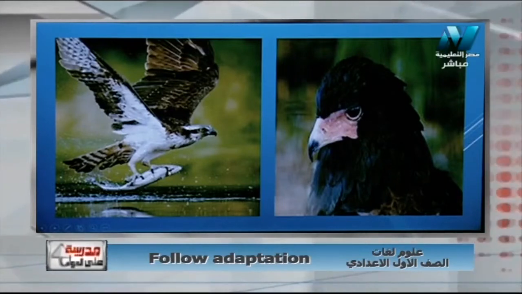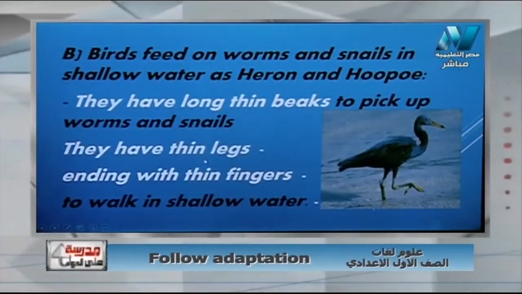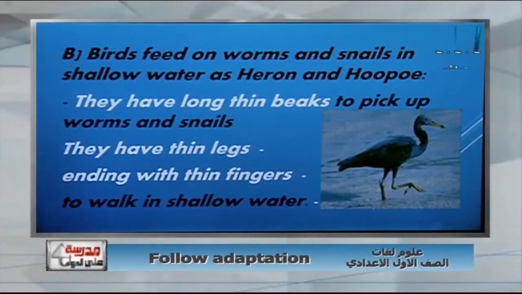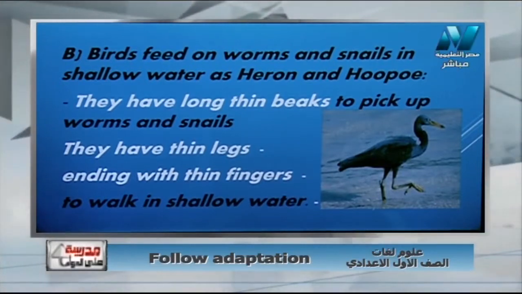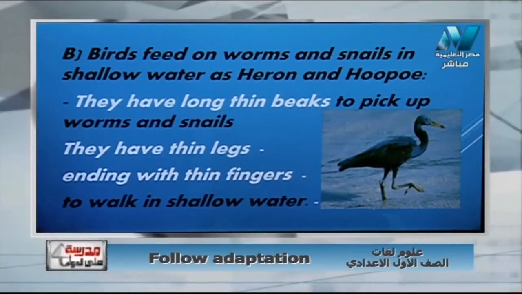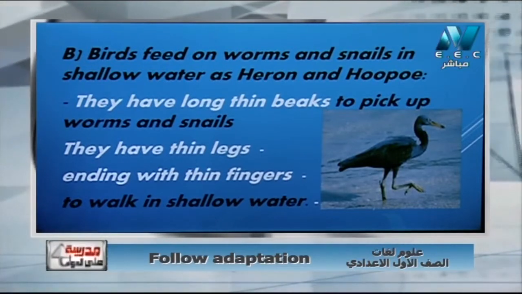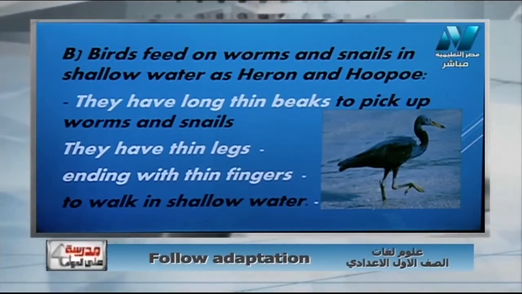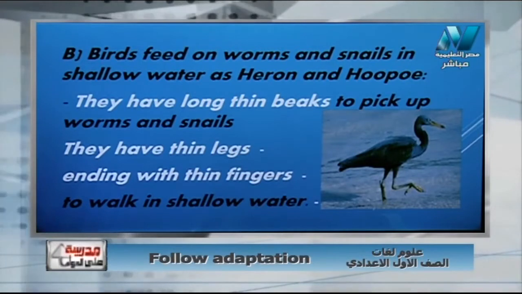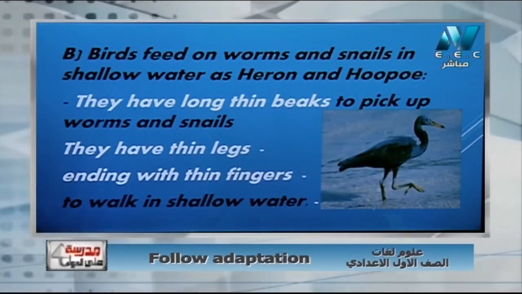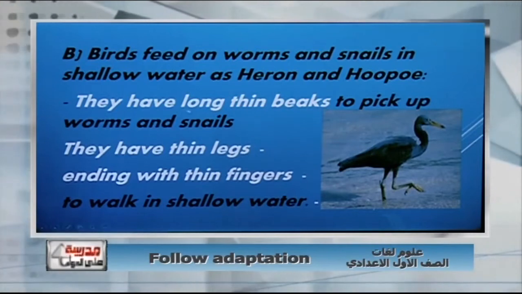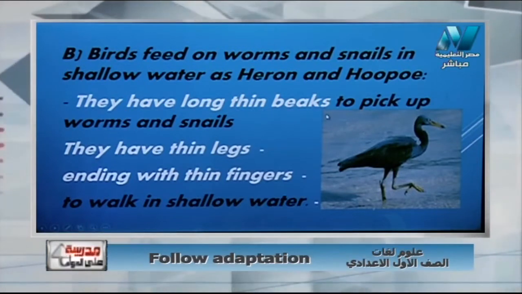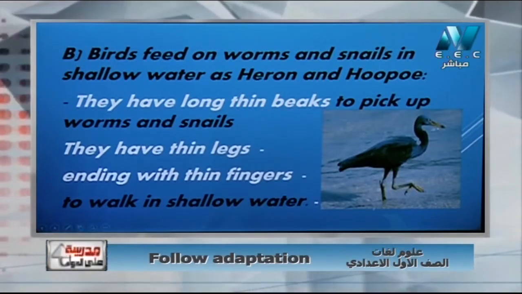B. Birds which feed on worms and snails in shallow water, as heron and hoop. They live in shallow water, not deep water, like a farm covered with water. So heron and hoop can pick up worms from this farm, so they have long, thin beaks. They need the thin and long beaks. Why? Give reason. To pick up worms and snails, as you see.